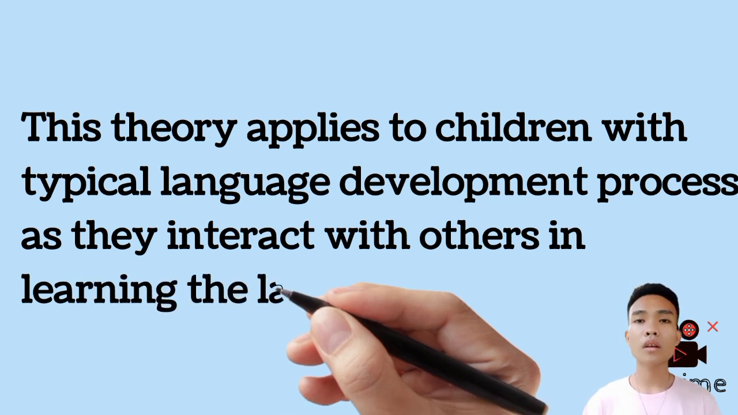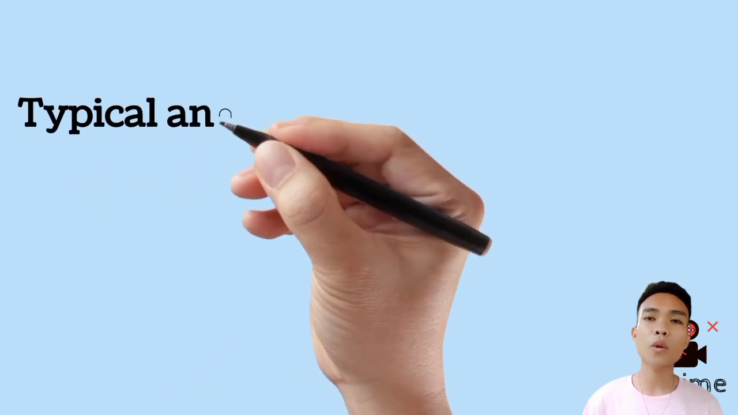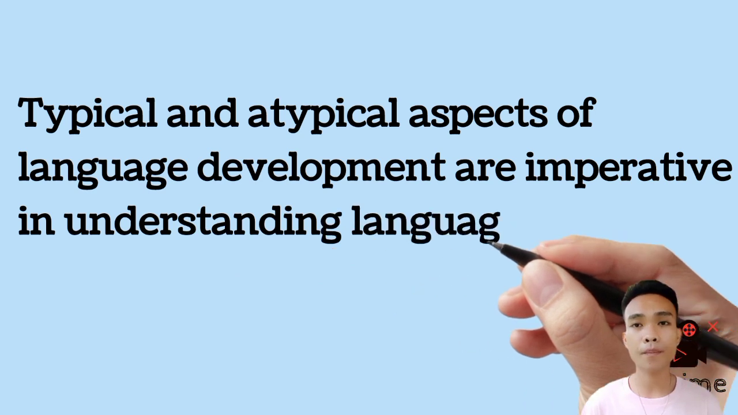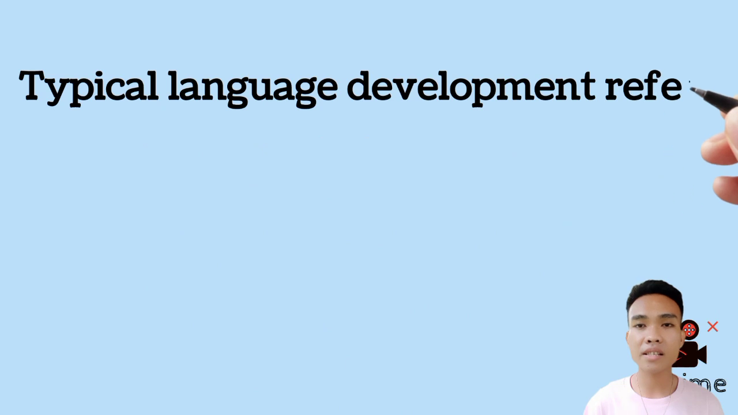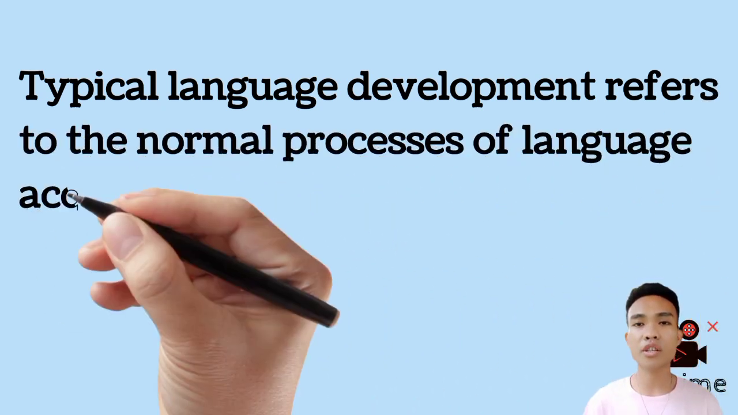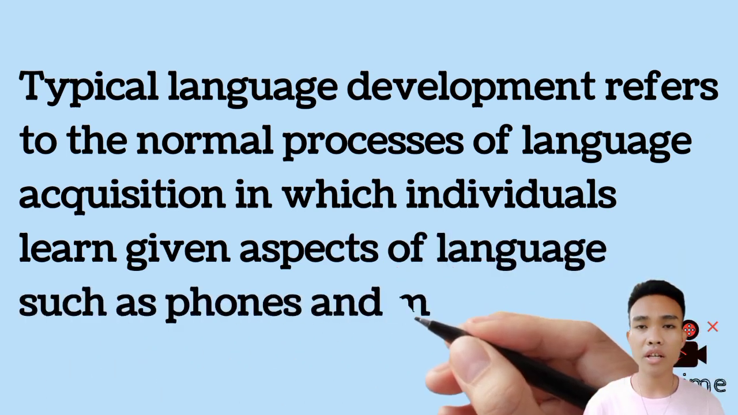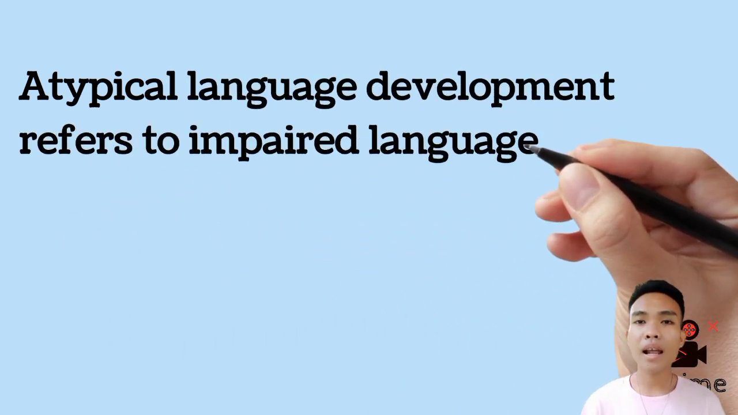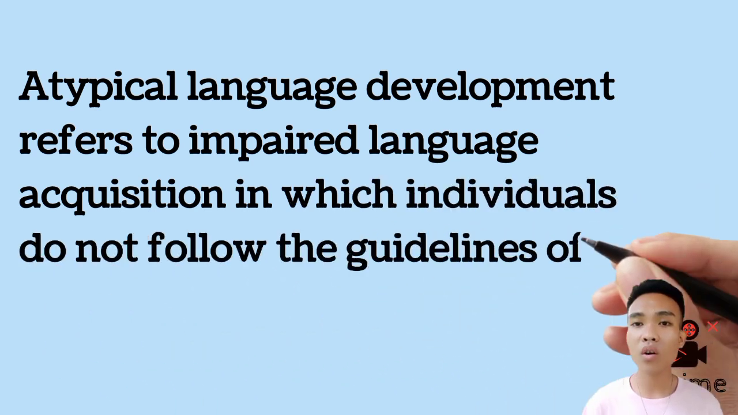Then, typical and atypical aspects of language development are imperative in understanding language development. Typical language development refers to the normal processes of language acquisition in which individuals learn given aspects of language such as phones and morphology. Atypical language development refers to impaired language acquisition in which individuals do not follow the guidelines of language acquisition.